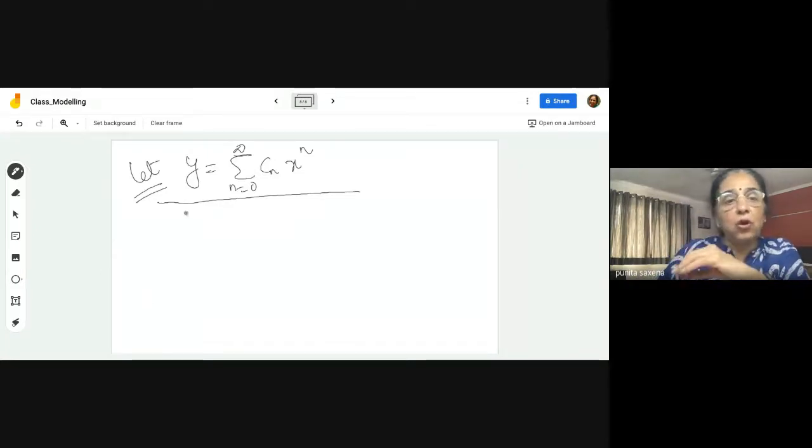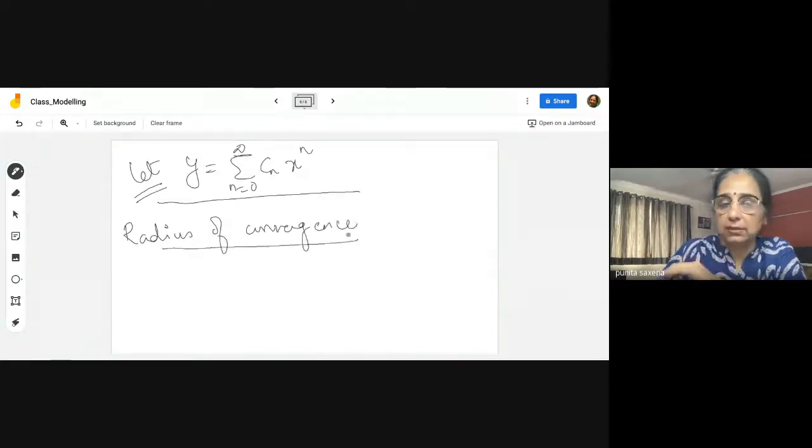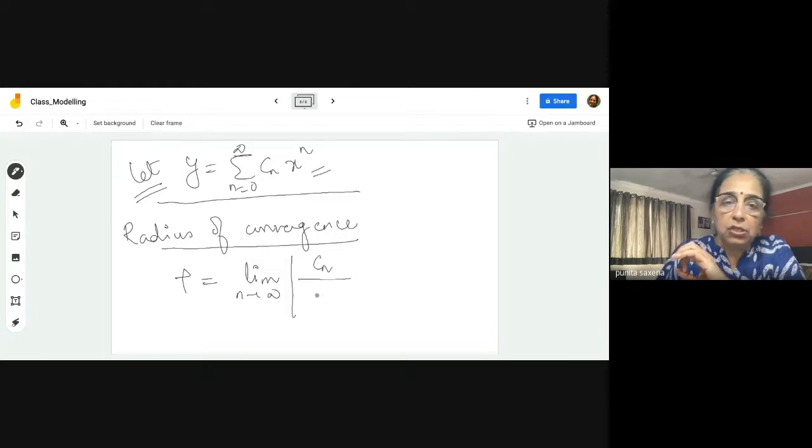Okay, and to talk of the convergence or divergence, we talk of a term which is called the radius of convergence of a power series. I know you have studied it, right? But how we define it is that if I have a power series of this form, summation Cn x^n, n from 0 to infinity, then we define a term rho, which is nothing but the limit as n tends to infinity of the absolute value of the ratio of the coefficient of the nth term to the (n+1)th term. Okay, we define this term rho.